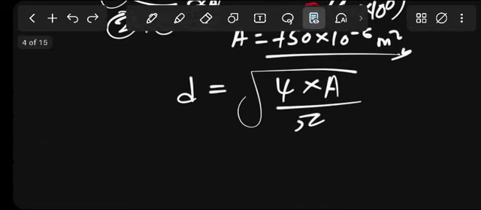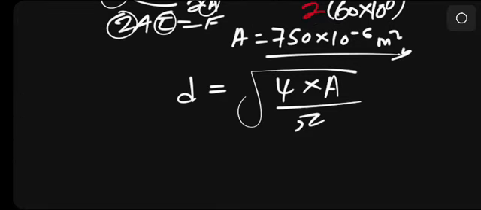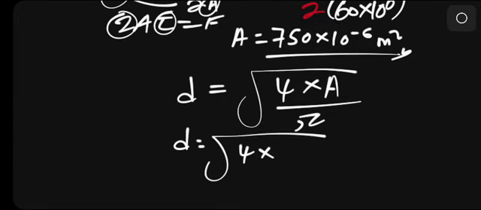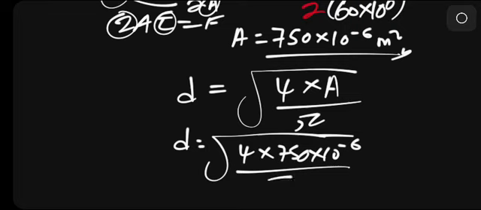Nevertheless, let us substitute the area divided by pi. So therefore, what will be the diameter? The square root of 4 times 75 times 10 to the minus 6 divided by pi.